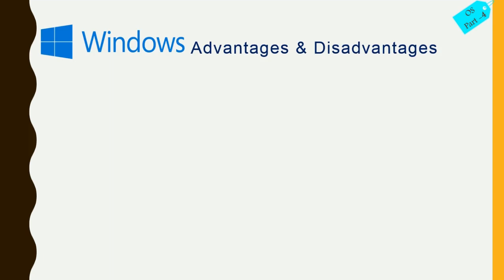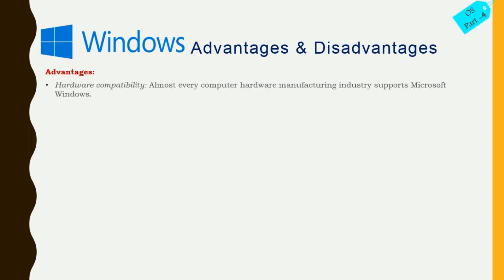There are certain advantages and disadvantages of Windows operating system. Let's see the advantages. The first advantage is hardware compatibility. Almost every computer hardware manufacturing industry supports Microsoft Windows.